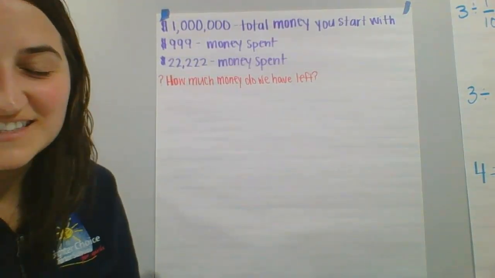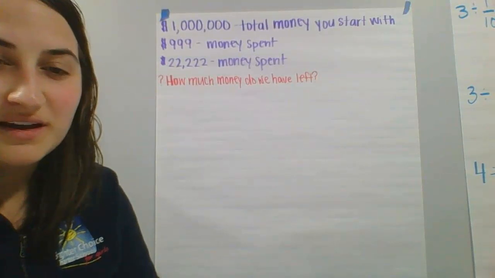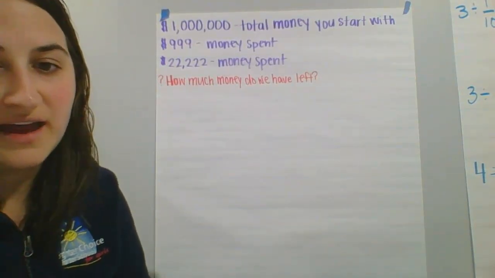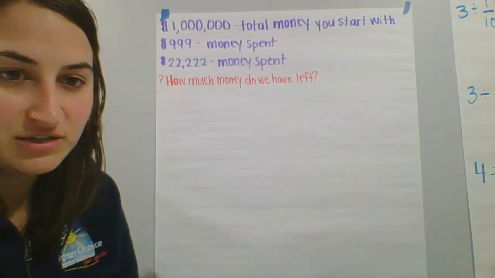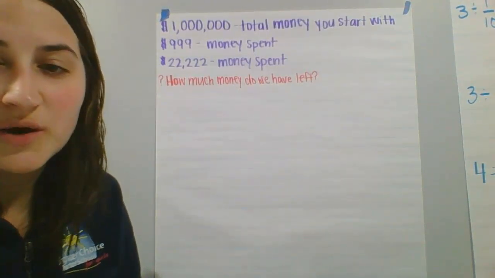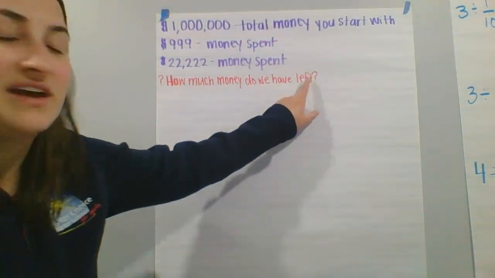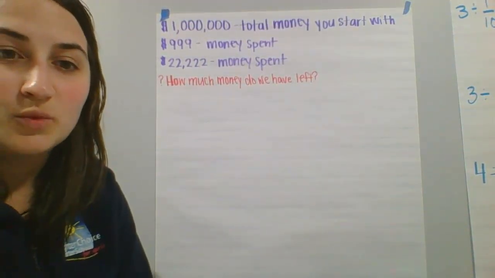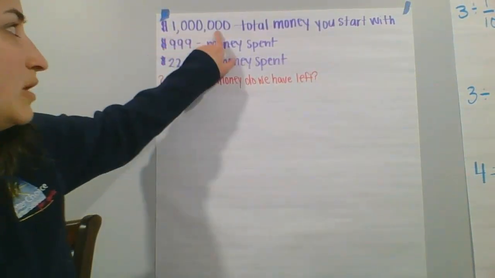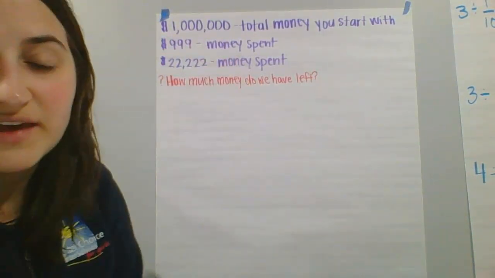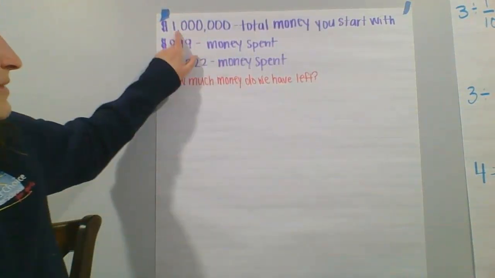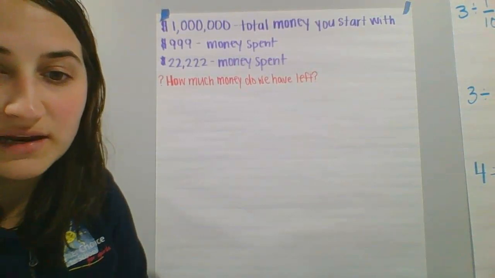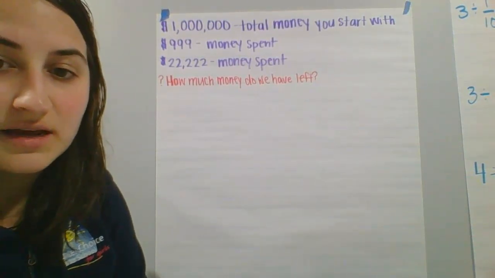All right, ladies, so let's take a look at this problem. You had $1 million and then you spend 999 and then you spend another 22,222 and we want to know how much money we have left. So when we're thinking about this problem, we have a total of $1 million. And when we write out that 1 million, that's going to be a 1 with 6 zeros behind it. And that's our total money that we're starting with that we can spend.